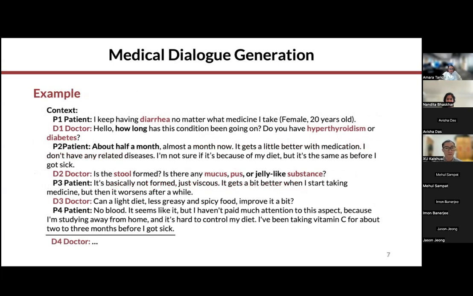Here is an example of a medical dialogue context. The patient has some symptoms and asks the doctor for help. After several turns of communication, our system aims to provide another response, for example here D4. This is the general format of medical dialogue systems.